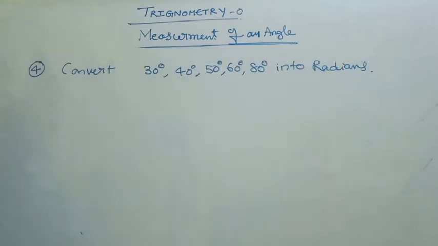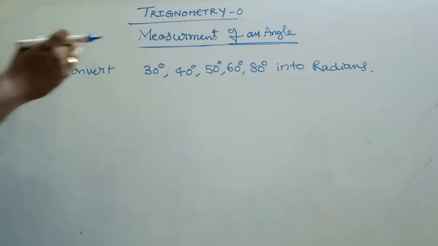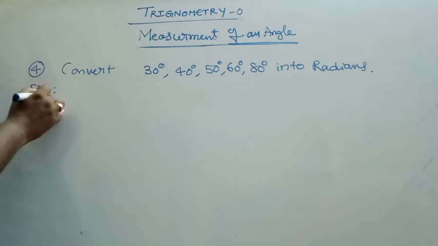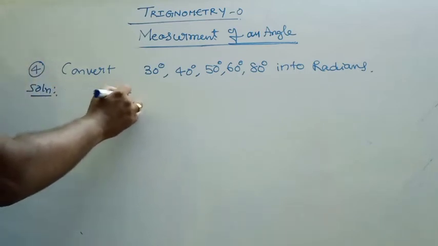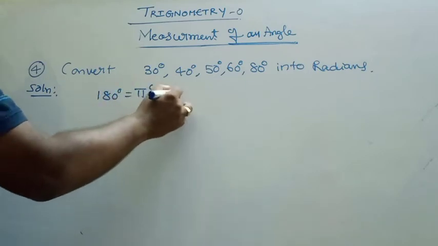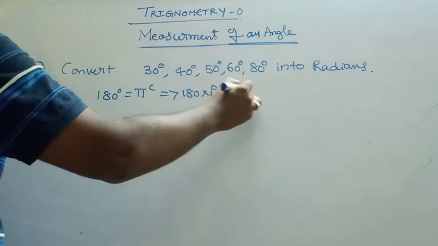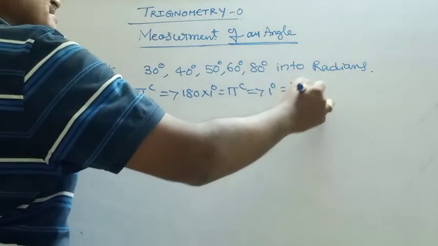Now we have another problem. Convert 30 degrees, 40 degrees, 50 degrees, 60 degrees, 80 degrees into radians. Now degrees into radians. How we do this: as I told you, 180 degrees is equal to pi radians. From that, 180 into 1 degree is equal to pi radians, so 1 degree is equal to pi by 180 radians.